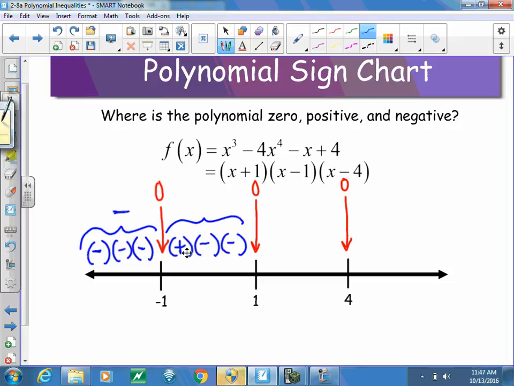Well, now when I look at this, I've got x, or positive, times a negative, times a negative. Overall, right there, then, that's going to give us a positive once I multiply everything out.